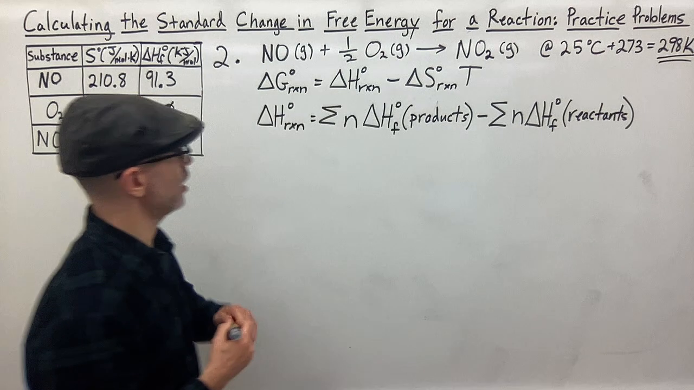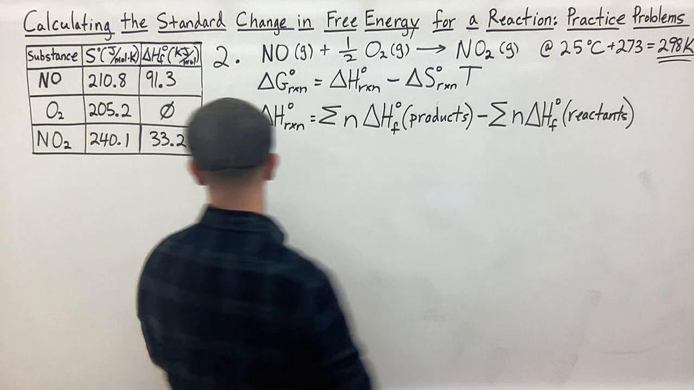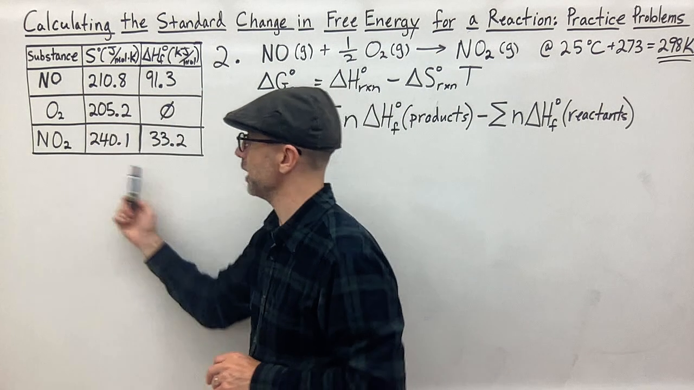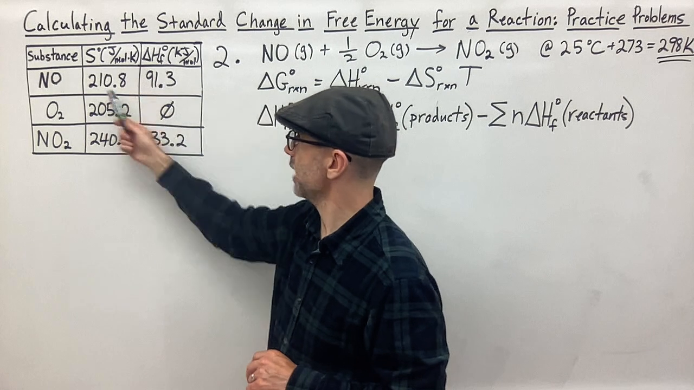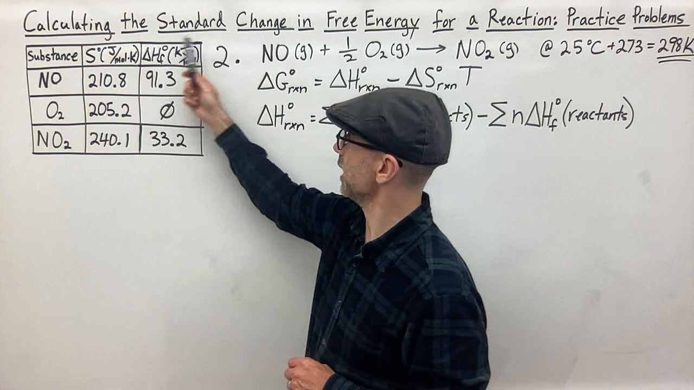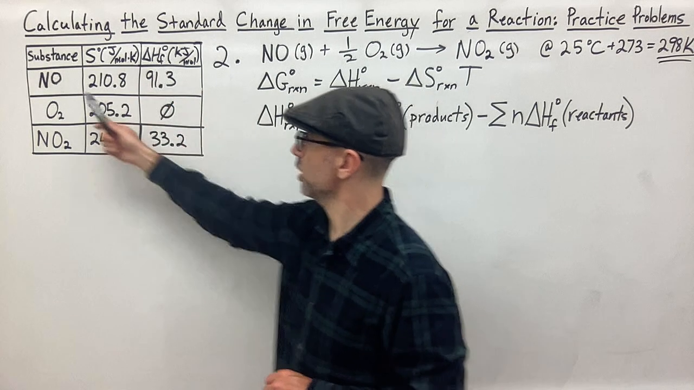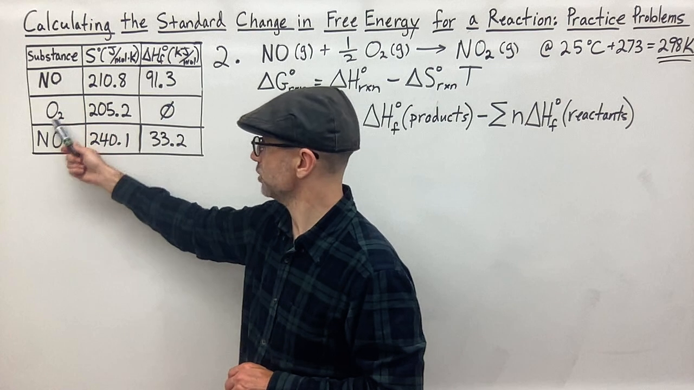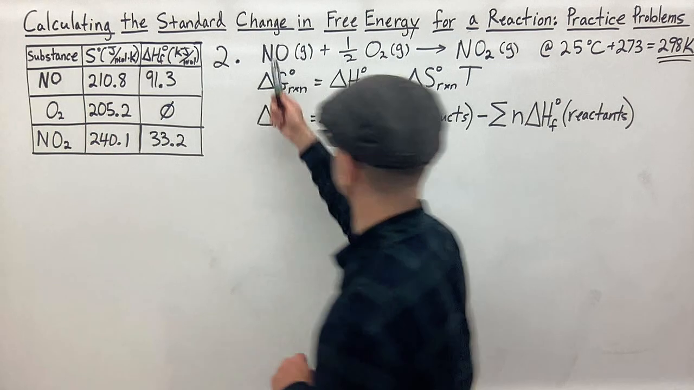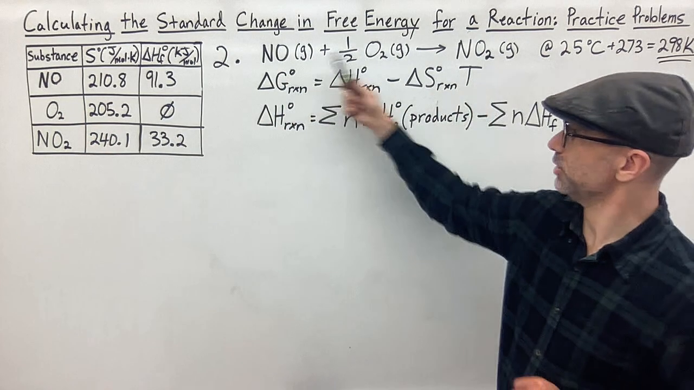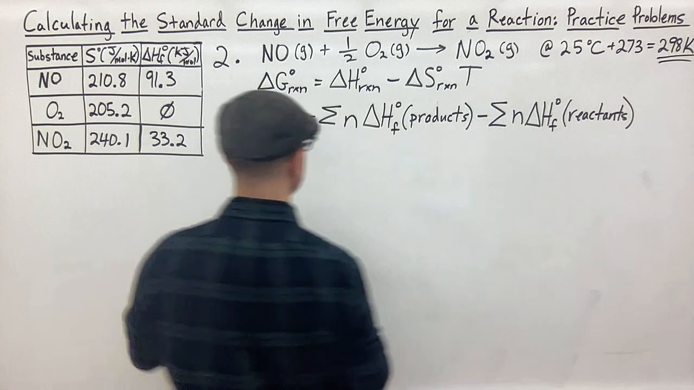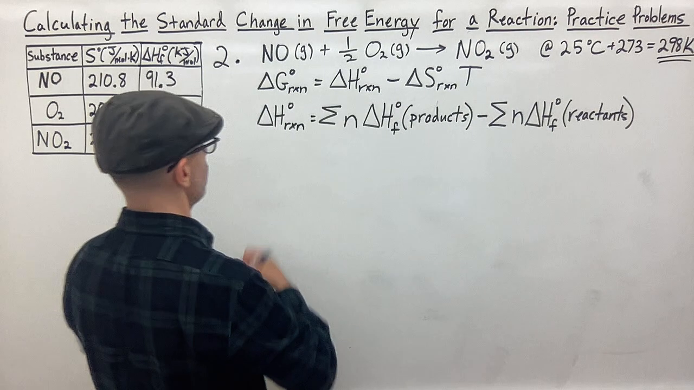And so this is our equation. Over here we have the tabulated information we need. We have our standard entropies. We have our standard heats of formation of NO, oxygen, and NO2, which are in our balanced equation here. So we're going to go ahead and fill everything in.